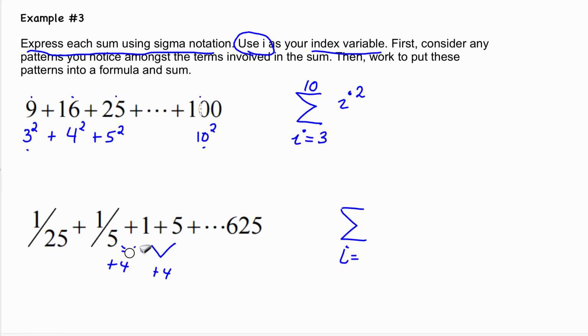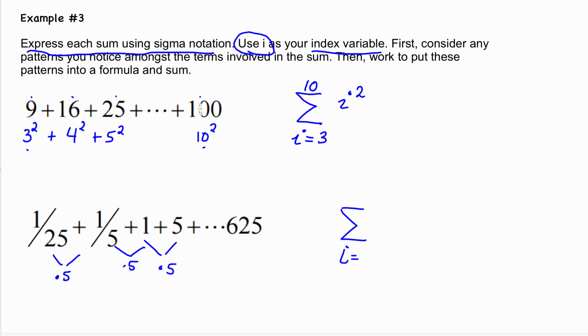Well, let's look at geometric. What did I do to 1 to get to 5? I multiplied by 5. Does that work? Sure does. 1/5 times 5 does indeed get me 1, and 1 over 25 times 5 does indeed get me 1/5. All right, so this is a geometric sequence.